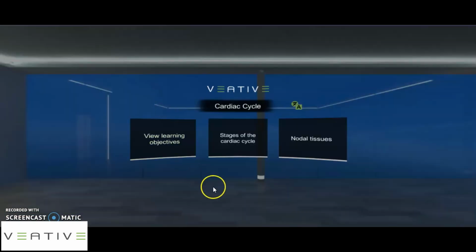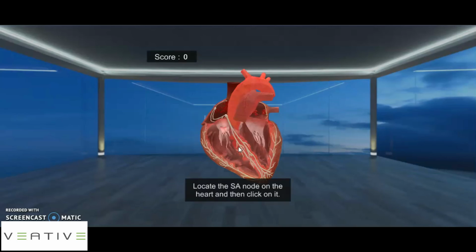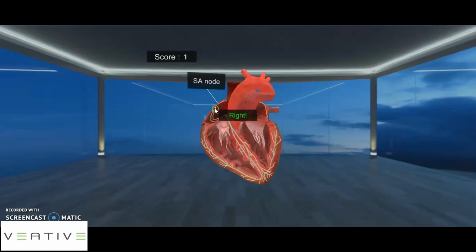We are going to the next quiz, which is nodal tissues. Follow the instructions to perform the activity and earn points. You can try multiple times, but points are only awarded if you answer correctly on the first try. Locate the SA node on the heart and click on it. Where is the SA node? Correct. It is at the right atrium and near the superior vena cava.